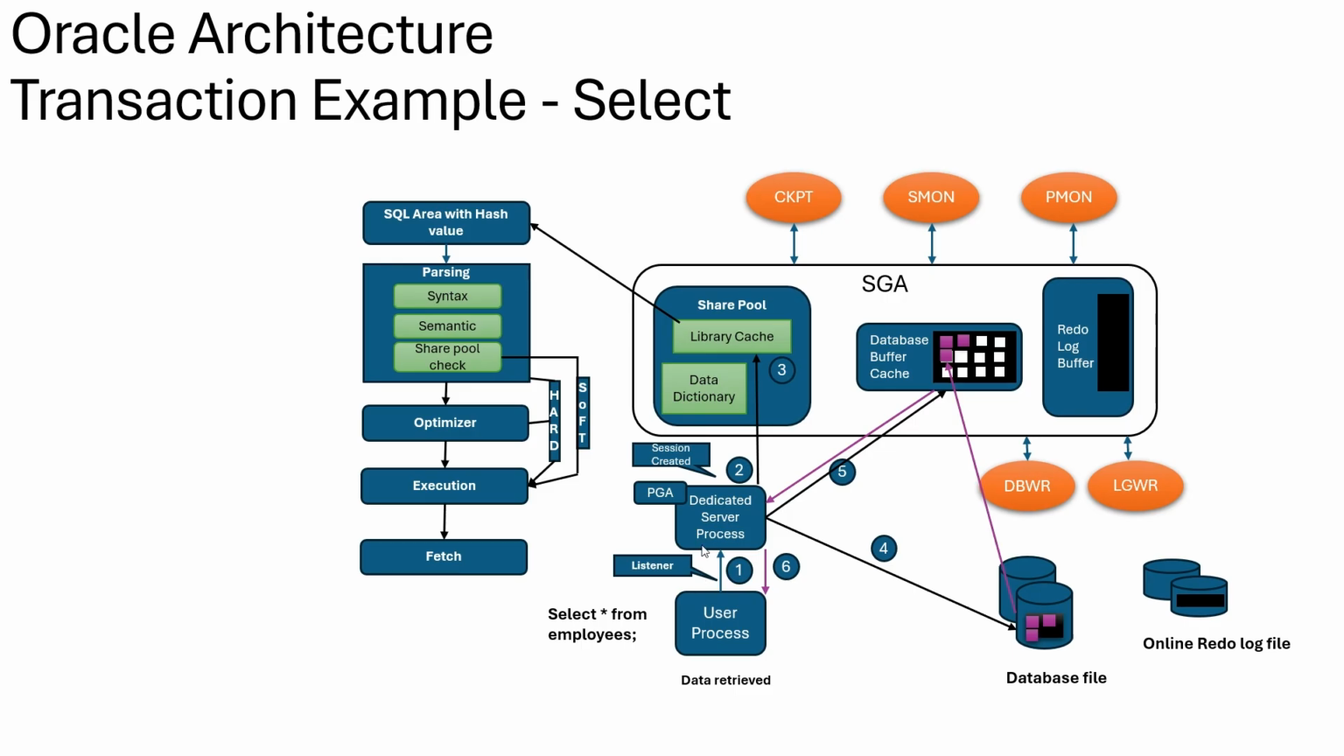Binding is happening here. The listener process is coming, right? So at that time the binding will happen. The connection is established to the server process from the user process, right? At that time the binding will happen, with the help of the PGA.